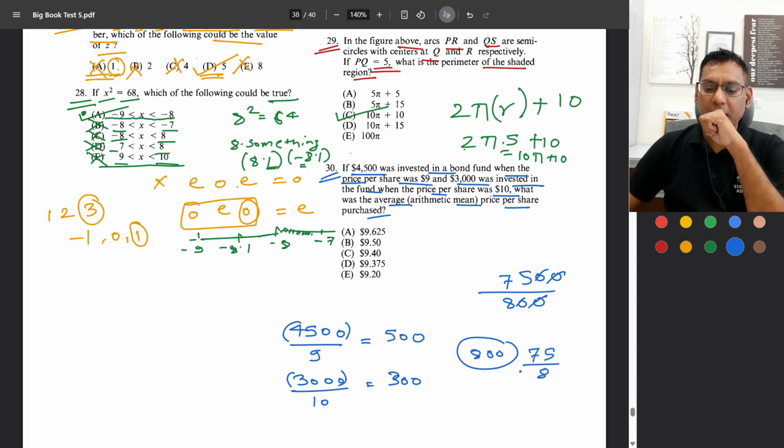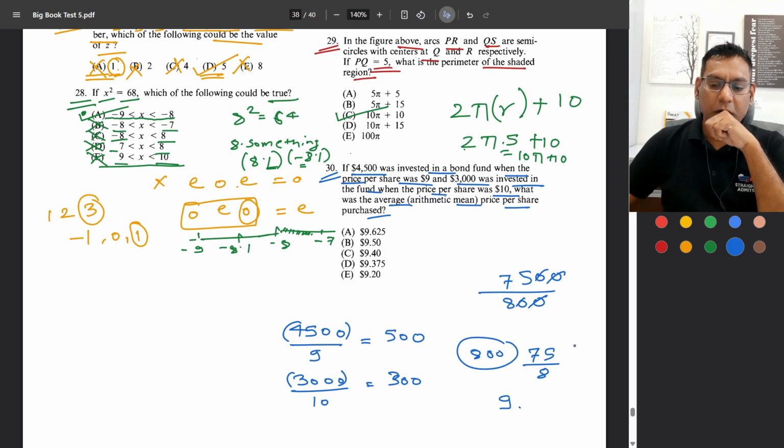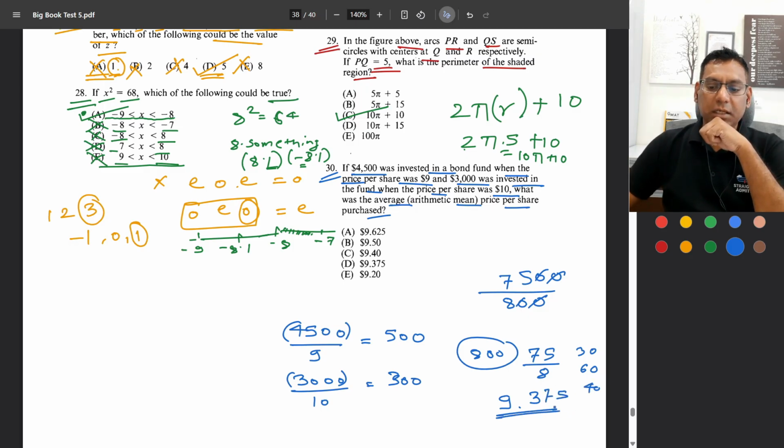That's going to be 9 point. So how much do I have left after 72? I have 30 left. So that's going to be 3. I have 60 left. So that's going to be 7. I have 40 left. That's going to be 5. 9.375. 9.375, choice D. All right, so that was this set.